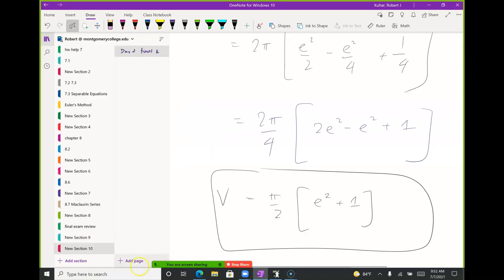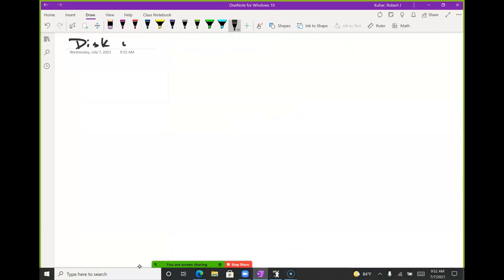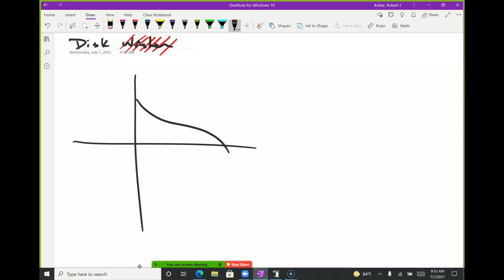So let's look at disk and washer. Let's look at pictures, right? I think I have to do disk first and then washer, because I would like you to make sure you have a disk with a rectangle that's vertical and a disk with a rectangle that's horizontal, right? So let's just talk about the disk first, okay? So nice and simple. I want to do a disk method with this region, and I'm going to go about two different axes, okay?